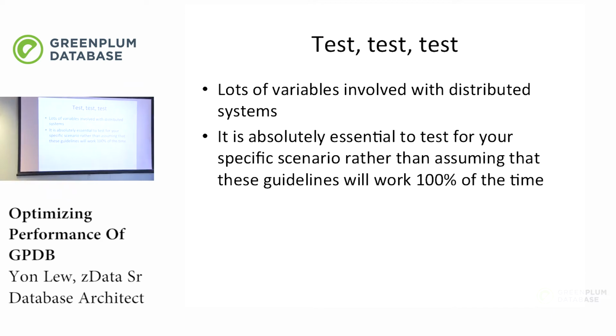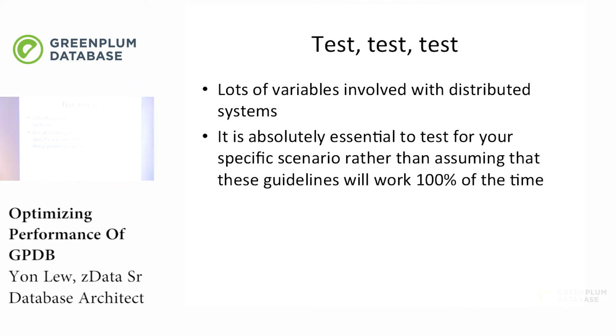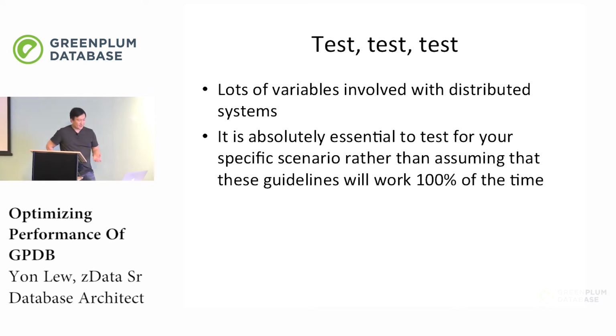Okay, so just to start off, I want to say it's super important with Greenplum to test. When you work with a distributed system with many nodes, there are a lot of variables involved with running the system, and that number of variables can make performance very unpredictable. So it's absolutely essential that you test for your specific scenario rather than assuming that the guidelines I'm going to present here will work 100% of the time.